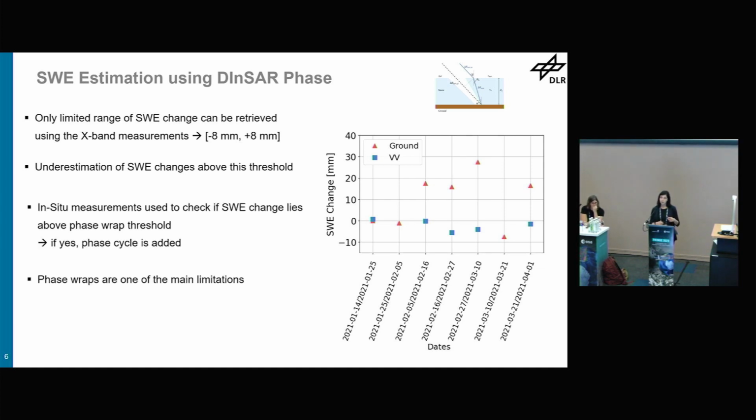Now the in situ measurements are used to check whether the actual sweep change was above this threshold, and if yes, the missing phase cycles are added, and the following results are obtained. It has to be pointed out that because we're looking at X-band, this phase wrap correction has a high impact on the results, showing that for 11 days in X-band, the phase wraps are one of the main limitations.